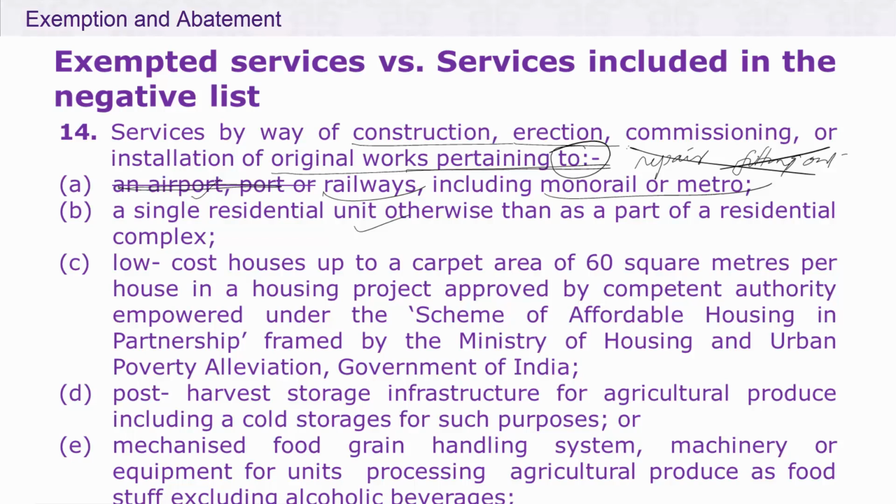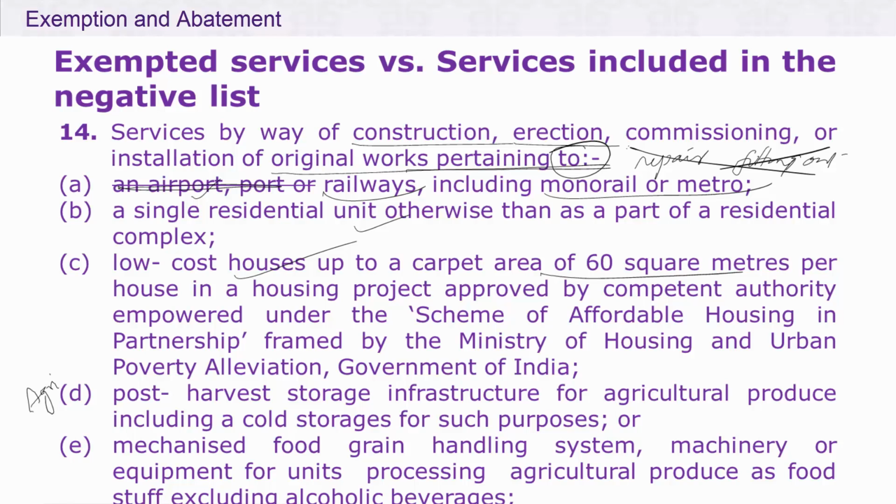Single residential unit, you know this. Low cost houses, they enjoy. Carpet area of 60 square meters. And poverty alleviation program, etc. is there. Post harvest storage, this is relating to agriculture.